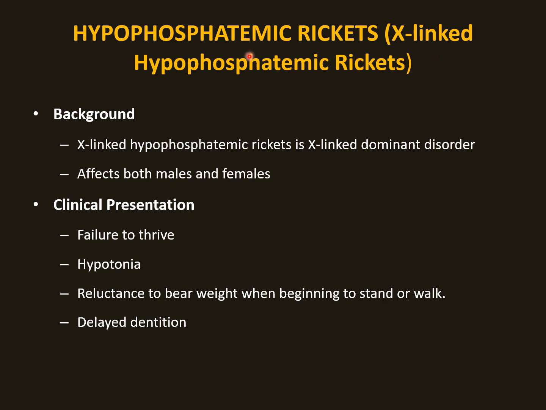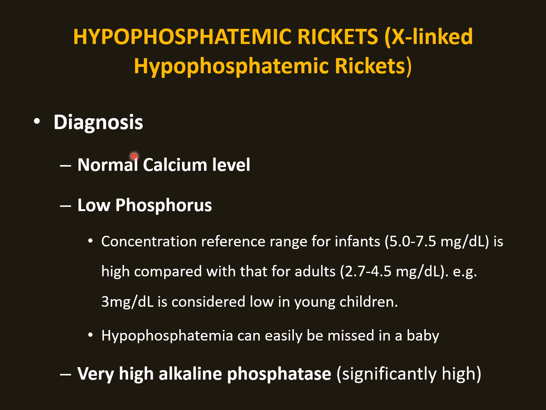Hypophosphatemic rickets, X-linked hypophosphatemic rickets. It is X-linked dominant and affects both males and females. Clinical presentation: failure to thrive, hypotonia, reluctance to bear weight when beginning to stand or walking, delayed dentition. Diagnosis of hypophosphatemic rickets: the calcium level will be normal, but the phosphorus level will be low.